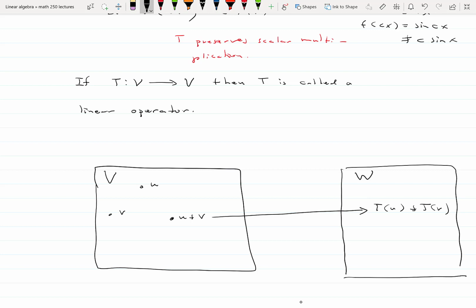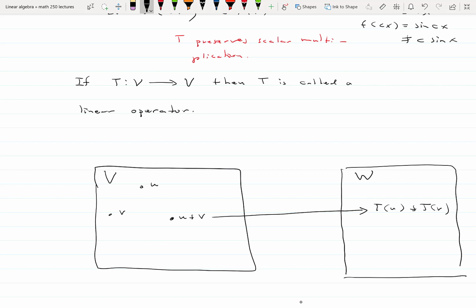So addition was preserved. Now the additions are most likely entirely different additions. The plus in V and the plus in W are entirely different things. Remember, one of the transformations we looked at turned something from R2 into the set of all 2x2 matrices. So addition in those two vector spaces is very different. While we have preservation of addition, it's not preservation of the same addition.